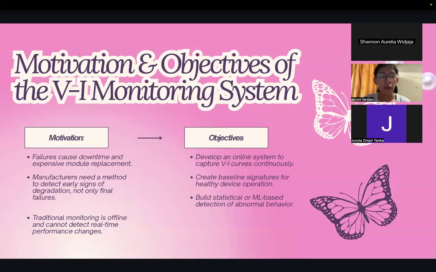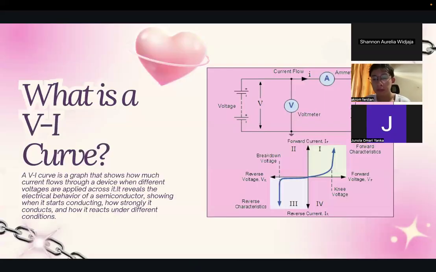The motivation and the objective of the VI curve monitor: failure causes downtime and expensive module replacement. Manufacturers need a method to detect early degradation, not only final failures. Traditional monitoring is offline and cannot detect real-time performance changes. And the objective is to develop an online system to capture VI curves simultaneously, create a baseline signature from healthy device operation, and build statistical or ML-based detection of abnormal behavior.